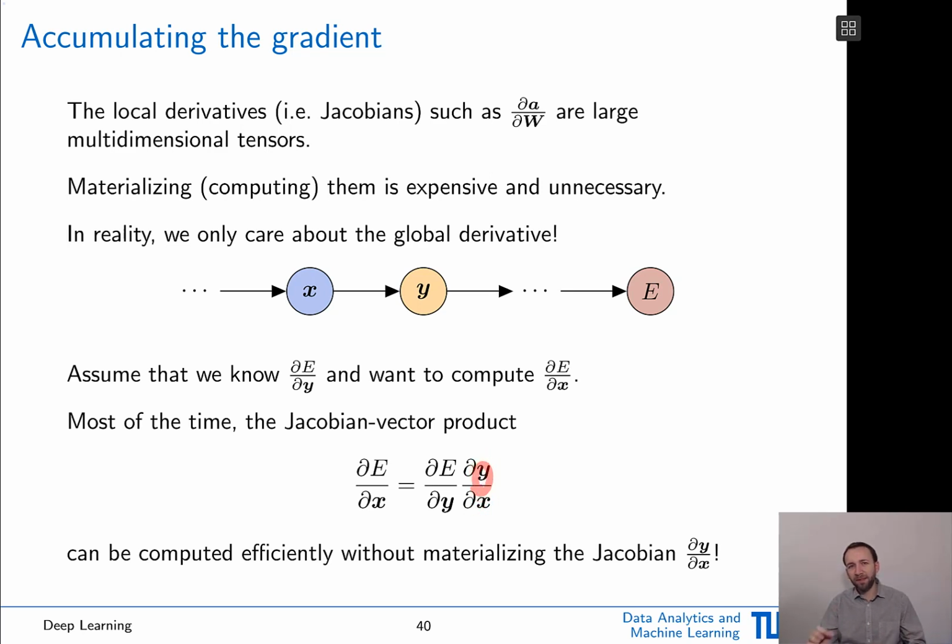We are not interested in the local derivatives at all. We are interested only in the global derivative, so really only in this one and not in this part. So the core idea, and this is what I want to show you here, is that we want to not use these local derivatives, but we want to accumulate the gradients on the way we are calculating this.